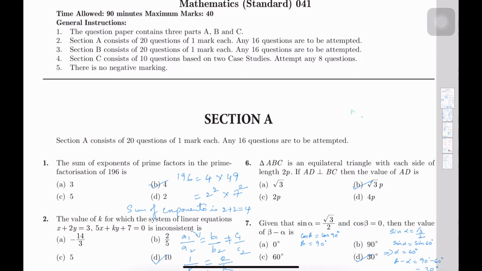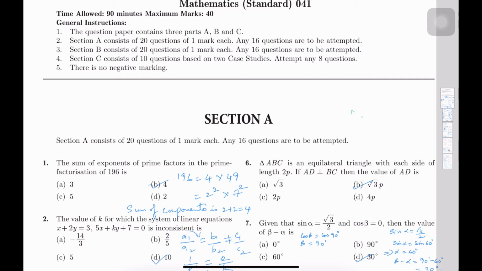Section A consists of 20 questions of 1 mark each. Any 16 questions are to be attempted. Section B consists of 20 questions of 1 mark each. Any 16 questions are to be attempted. Section C consists of 10 questions based on 2 case studies. Attempt any 8 questions. There is no negative marking for this.